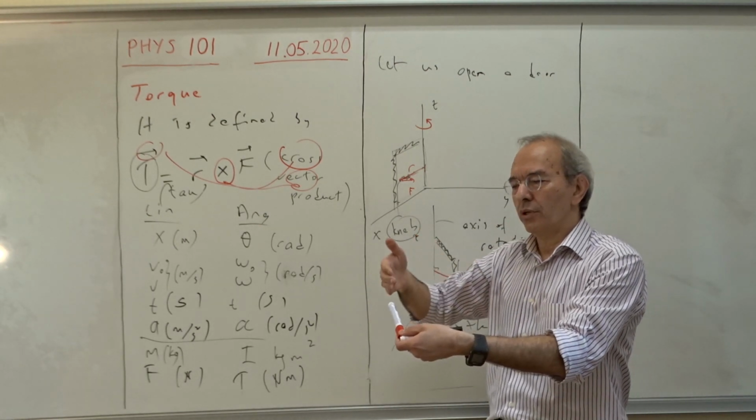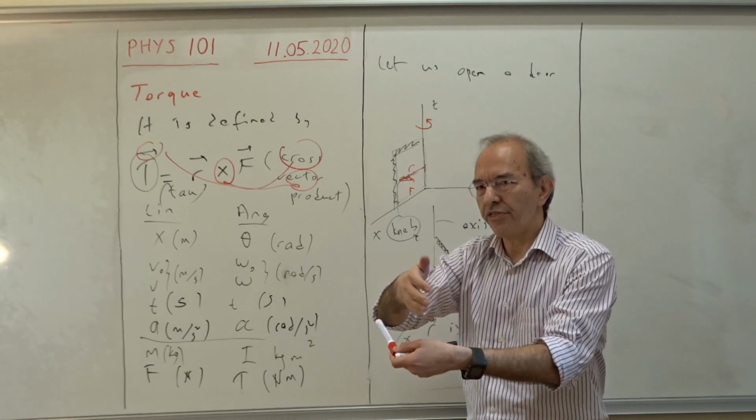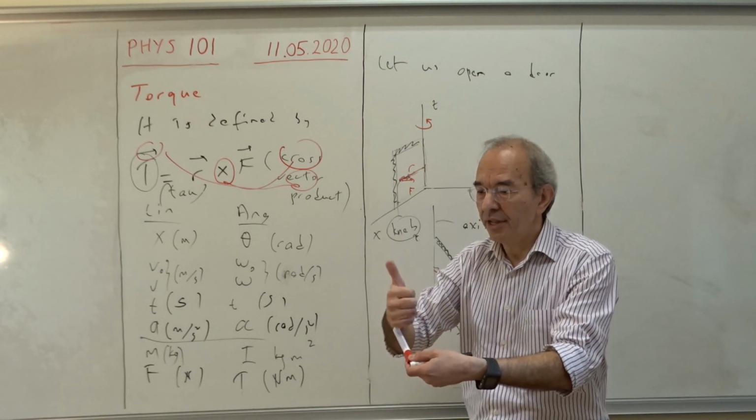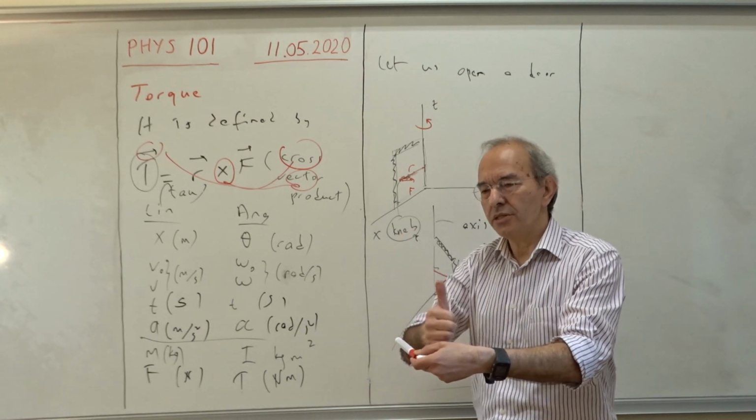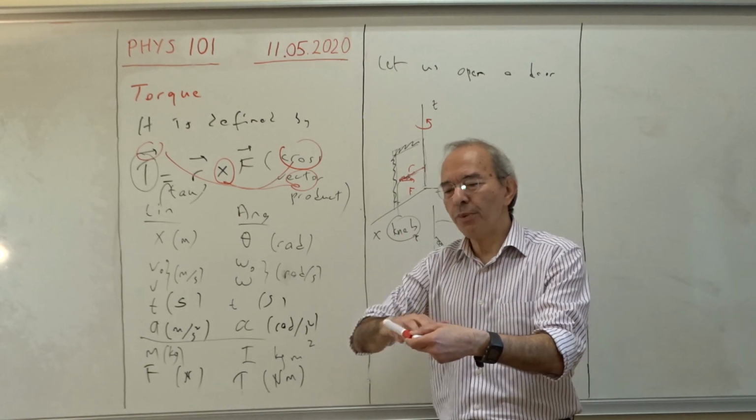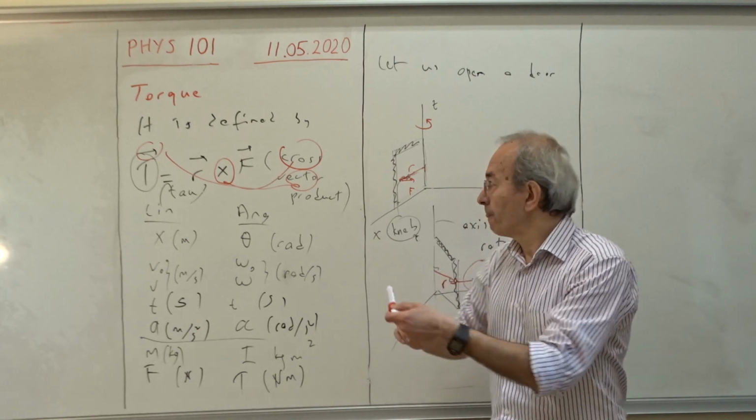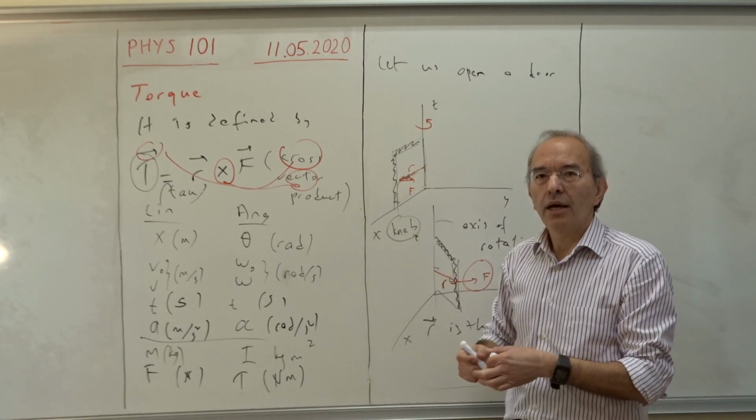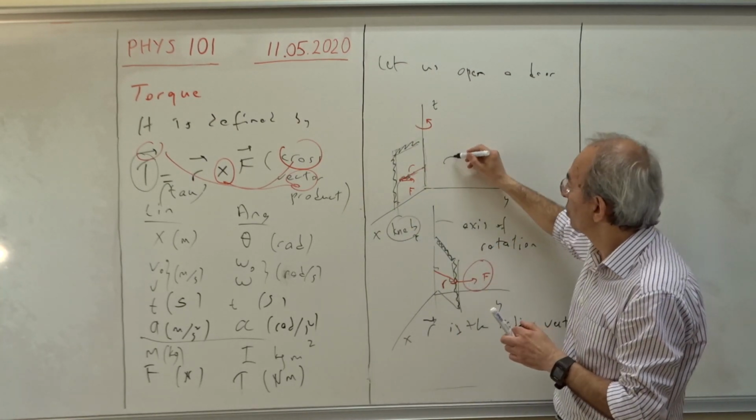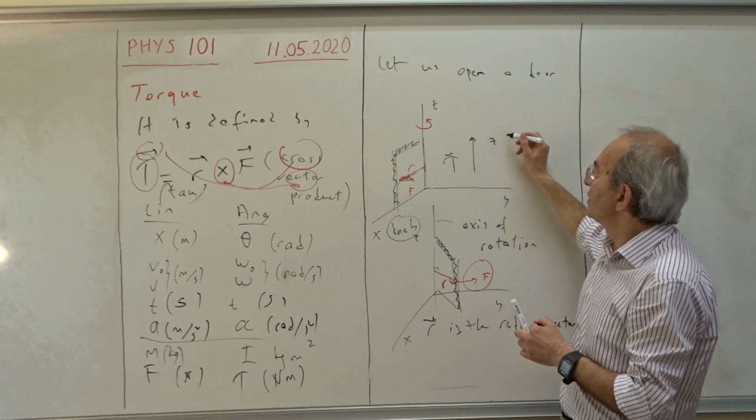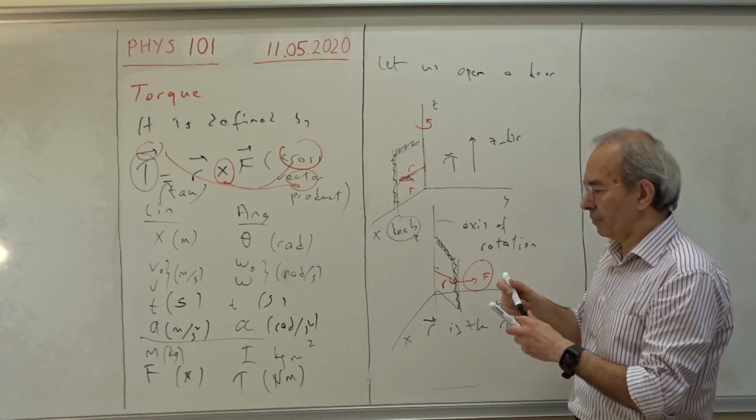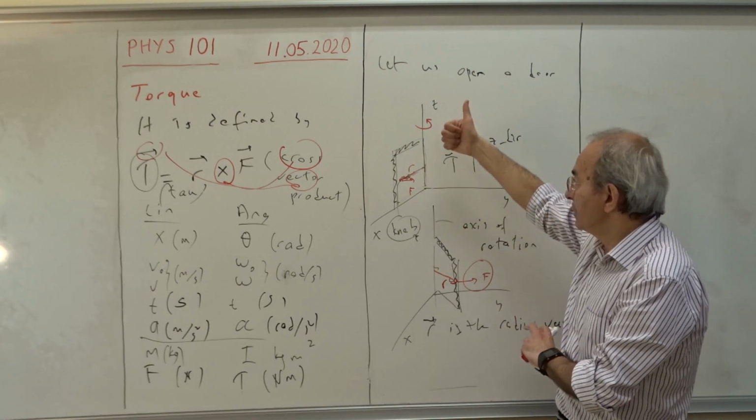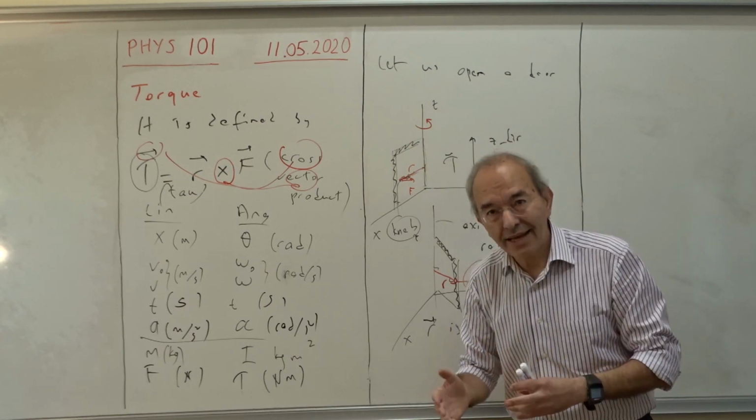If you follow this path from the beginning to the end with your right hand fingers, then your right hand thumb shows you the direction which is perpendicular to this plane. So the thumb shows you that torque is in the z direction. If these are acting in the x and y axes, then torque is in the z axis.